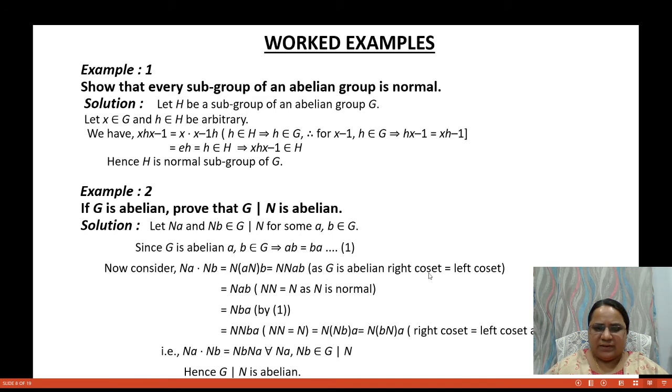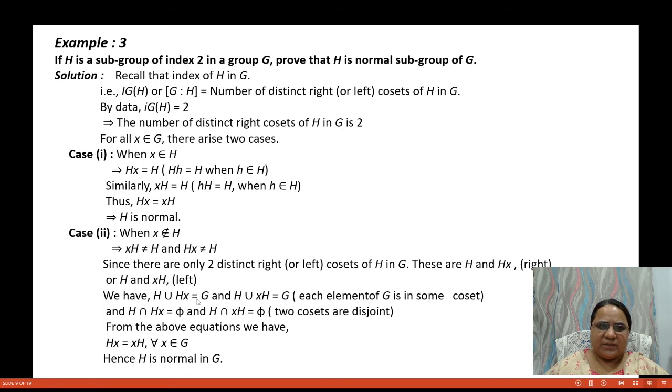As G is abelian, the right coset must be equal to the left coset. So N(ab), because N·N must be equal to N as N is normal here. Using the commutative property, you can write N(ba) for the same thing. The right coset must be equal to the left coset as G is abelian. So Na · Nb must be equal to Nb · Na for all Na, Nb belonging to G/N. Hence G/N is also abelian. Next we have example 3.